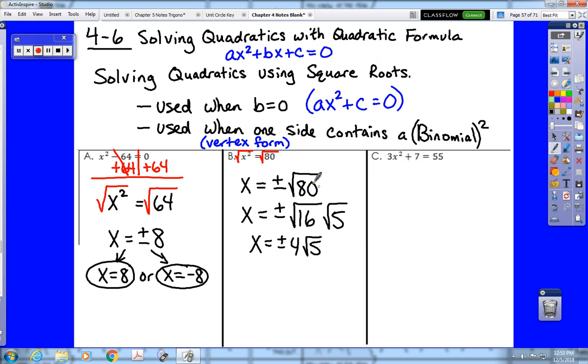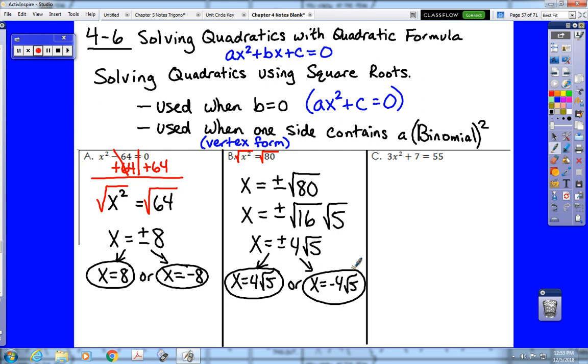Again, your yellow calculators do this step already for you, but you need to know what the calculator is doing. So our two answers for that equation, if we broke them up, and you don't necessarily have to, would be x equals 4 root 5 or x equals negative 4 root 5.